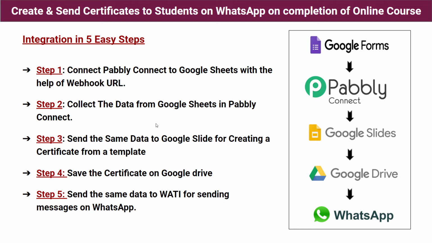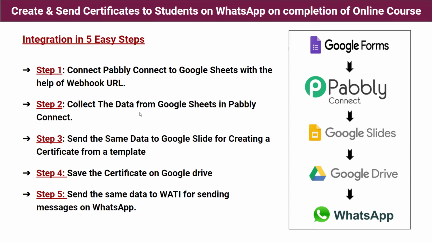to WhatsApp. Alright, so step 1 is connect Pabbly Connect to Google Sheets with the help of webhook URL. So in the first step, we are going to open Pabbly Connect and connect the Google Sheets which is attached to our Google Forms. So the data we will receive from Google Forms will get stored in a Google Sheet that is attached to this Google Form. So we are going to connect that Google Sheet with Pabbly Connect first.